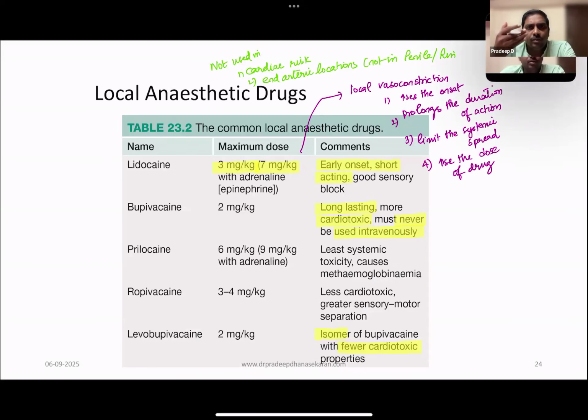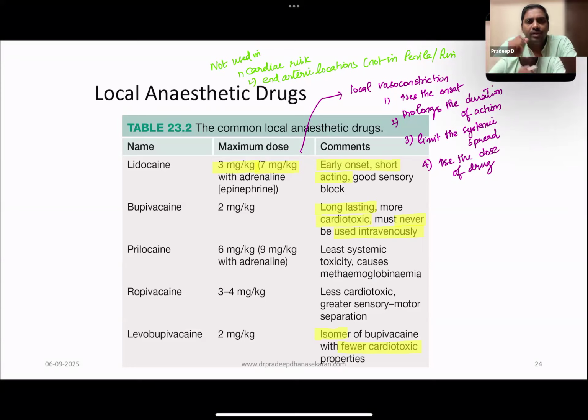Right? On the left-hand side, you have lignocaine, bupivacaine, prilocaine. These are the commonly used local anesthetics. Lignocaine, the dose is 3 mg per kilogram. Bupivacaine, 2 mg per kilogram. Prilocaine is 6 mg per kilogram.